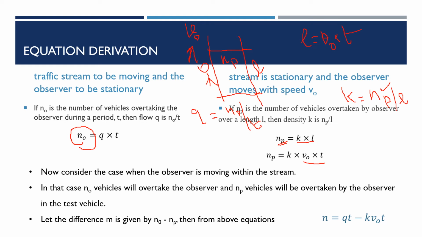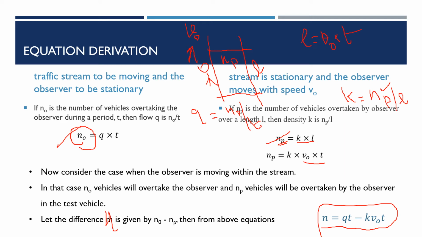Now in this case, assume that the observer is moving in the traffic stream, so both are moving here. There will be N0 vehicles that overtake the observer, and NP vehicles that will be overtaken by the observer in the test vehicles. Now the difference in these two, N0 minus NP, let that difference be N. So let's write an equation for N here.